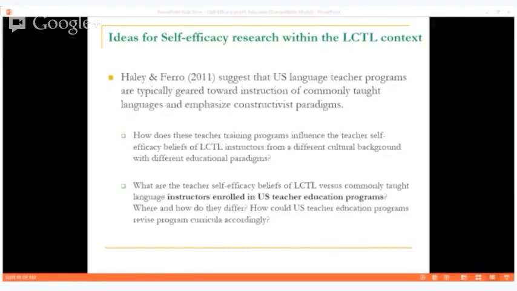Haley and Farrow in 2011 suggest that U.S. language teacher programs are typically geared toward instruction of commonly taught languages and emphasize constructivist paradigms. So how do teacher training programs influence the teacher self-efficacy beliefs of these instructors from different cultural backgrounds with different educational paradigms? Right? What are the teacher self-efficacy beliefs of less commonly taught versus commonly taught language instructors that are enrolled in U.S. teacher education programs that focus largely on commonly taught languages? Where and how do they differ, and how could teacher education programs revise their program curricula accordingly so that they are not focusing so directly on Spanish instruction, etc.? English instruction.